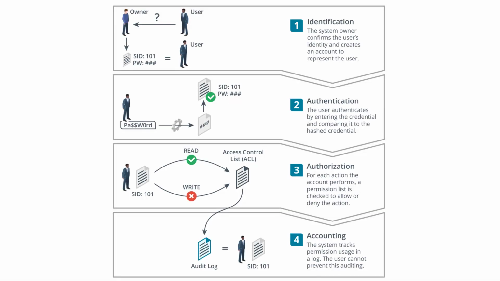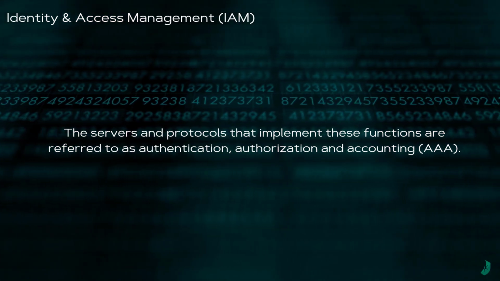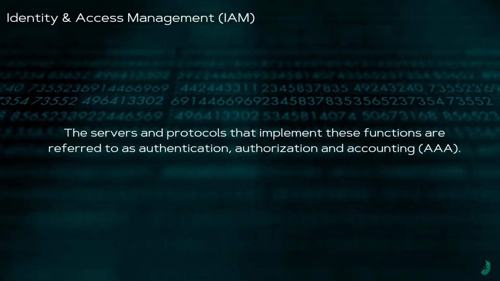So again, the very first stage is identification, where the system owner will confirm the user's identity and create an account representing the user. Then authentication, maybe with the use of a password or a hash credential. Then authorization, where the user will be granted access depending on their authorization level. And finally, accounting, where the system will track permission usage in a log. Note that the servers and protocols that implement these functions are referred to as the authentication, authorization, and accounting servers, the AAA.